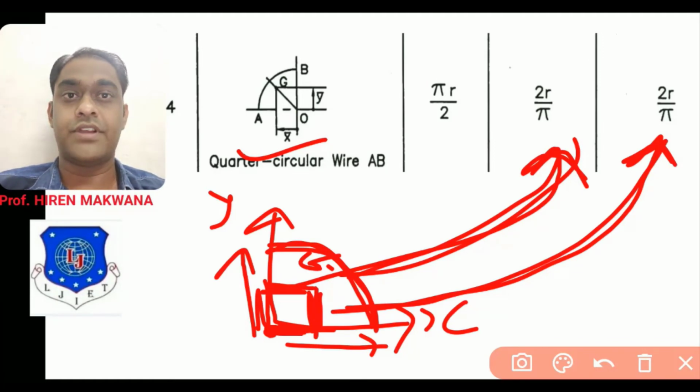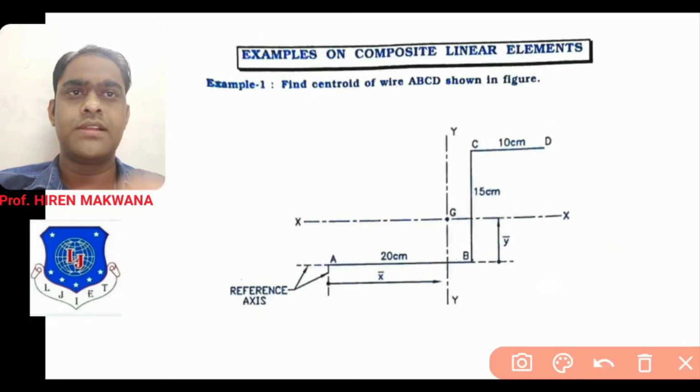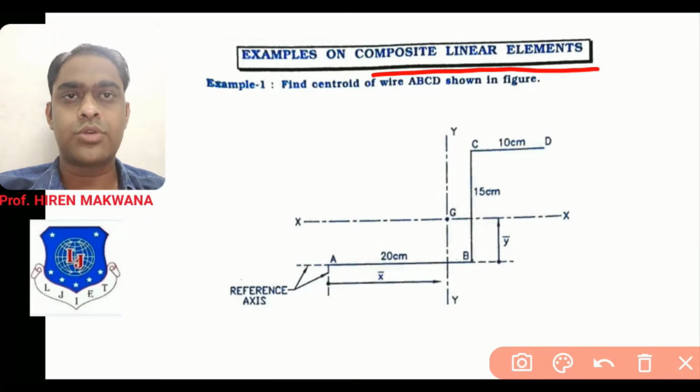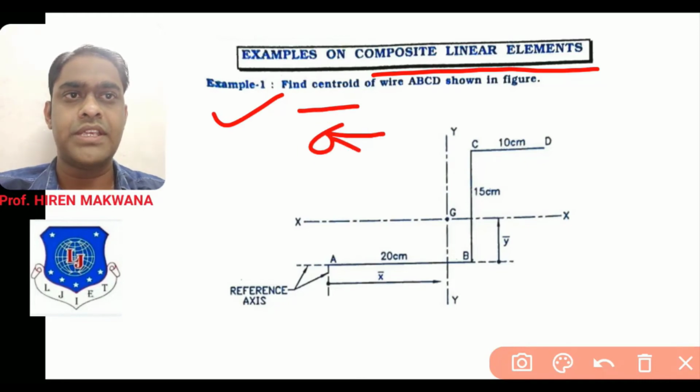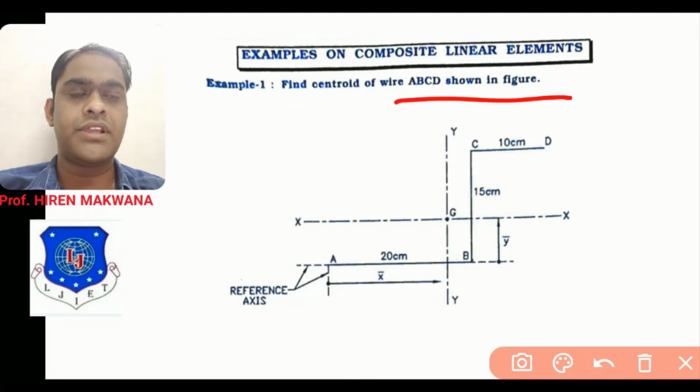Now let us take one numerical. What is the numerical? These are the examples on composite linear elements. Composite means more than one, two, three, like that. So more than two parts are combined together and they are forming composite linear elements. Let us see example number 1. What is given to you? Find the centroid, means center of gravity G, means find x bar and y bar of the wire ABCD shown in the figure.